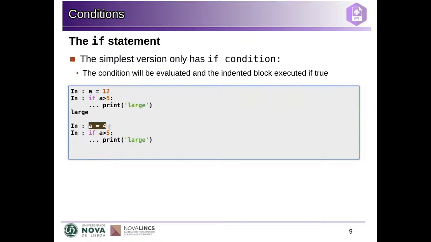If we put a equals 4 and then execute the same if, we don't get anything as output because since the condition was false, this block of code was not executed. So basically, when we use an if and then a block of code, this block of code can have multiple lines if we want. The block of code inside the if will not be executed if the condition is false. If the condition is true, then it will be executed.